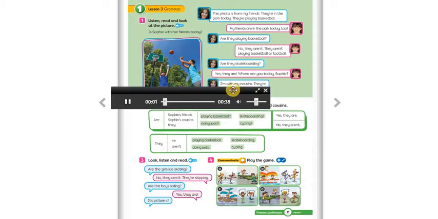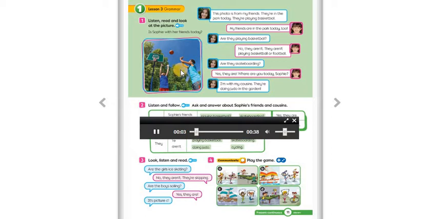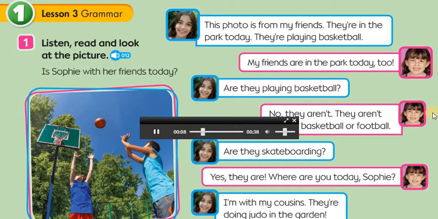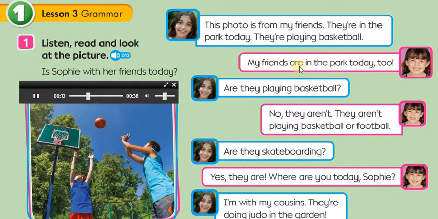Listening 12. Listen, read, and look at the picture. This photo is from my friends. They're in the park today. They're playing basketball. My friends are in the park today too. Are they playing basketball? No, they aren't. They aren't playing basketball or football. Are they skateboarding? Yes, they are. Where are you today, Sophie? I'm with my cousins. They're doing judo in the garden.